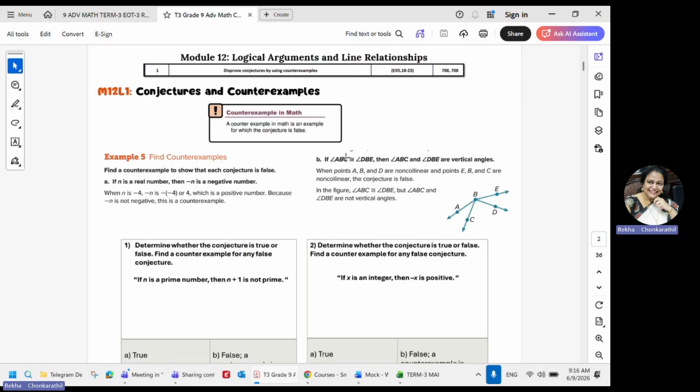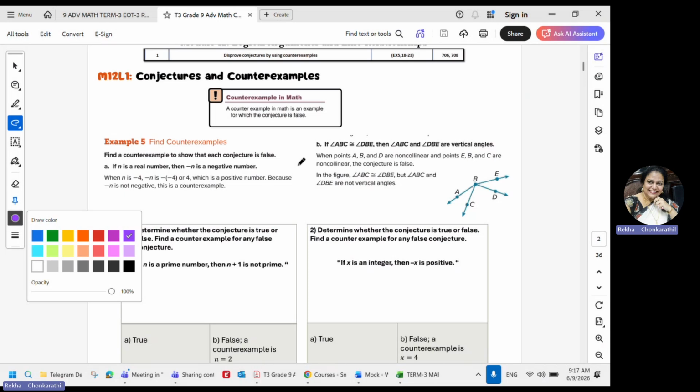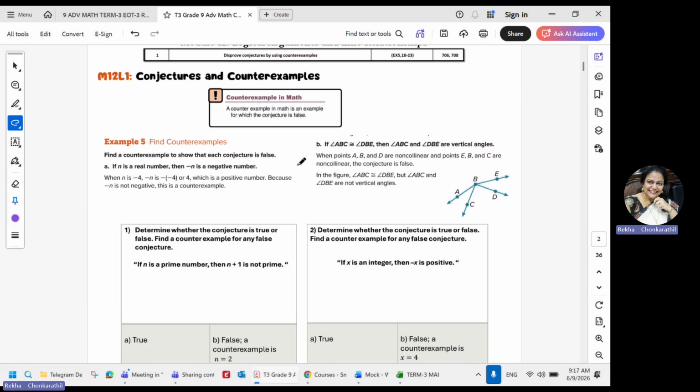Now, from module 12, the first question is from the objective, disprove conjectures by using counterexamples. First of all, a counterexample in maths is used when the conjecture is false. So let me explain what exactly it means. Okay. Now let's see some sample questions, how questions can be formed from this lesson.